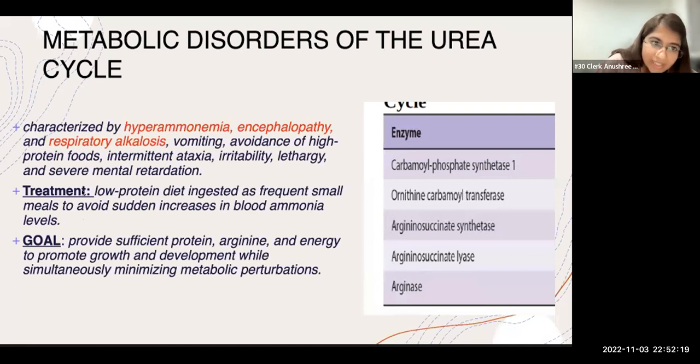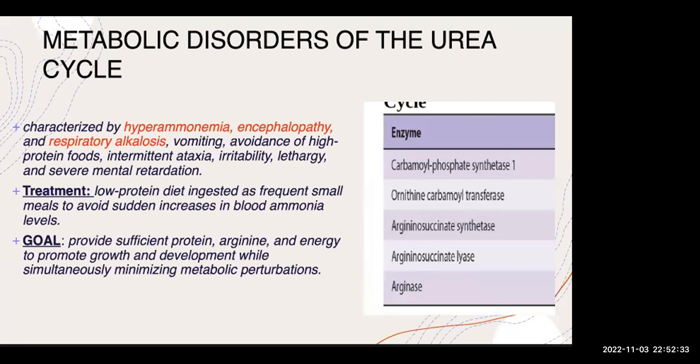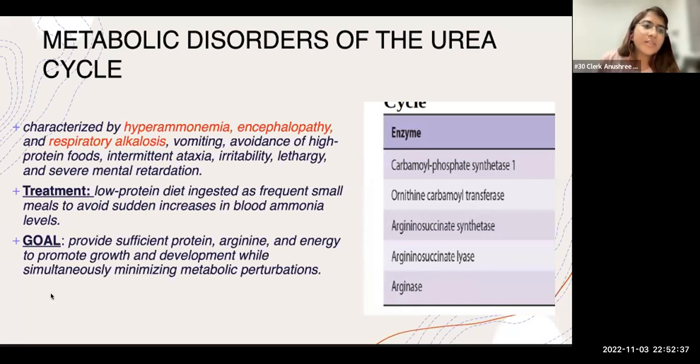So remember, in the exam, they can ask you for the treatment of ammonia disorders: a high protein diet is recommended. True or false? False. Exactly. Our goal still remains that we should provide sufficient protein, especially arginine, and energy to promote growth and development while minimizing the metabolic repercussions that can be there.